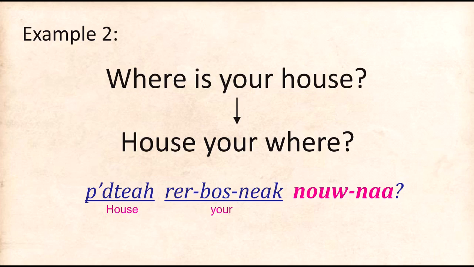You see, in English you say your house, but in Khmer you have to say house first and then your next, because it is a possessive adjective. So you have to say the noun and then the adjective after. So ផ្ទះរបស់អ្នកនៅណា. ផ្ទះ is house and របស់អ្នក is your.